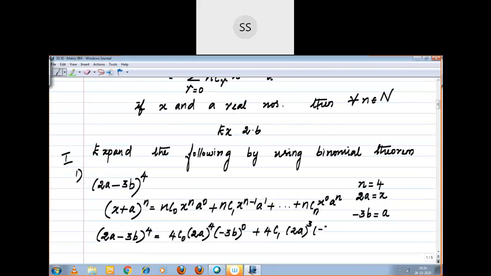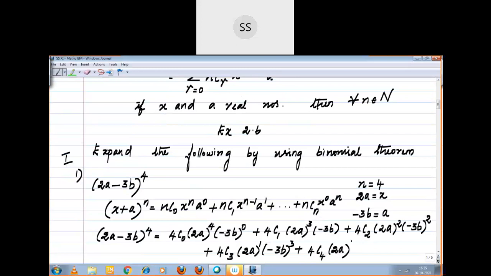Now minus 3b, plus 4C2 (2a) the whole square (minus 3b) the whole square, plus 4C3 (2a) the whole power 1, right? Then (minus 3b) the whole power 3, plus 4C4 (2a) the whole power 0 (minus 3b) the whole power 4.